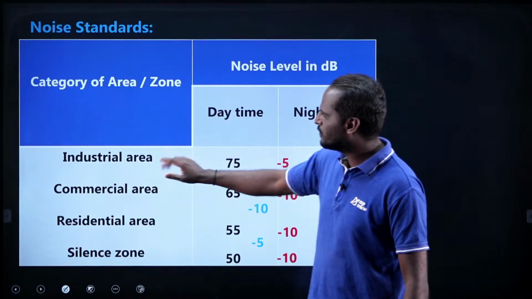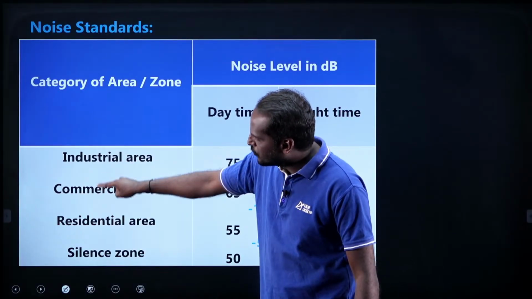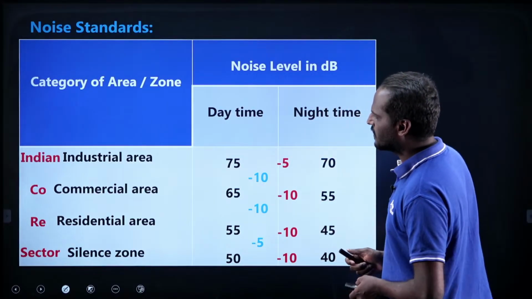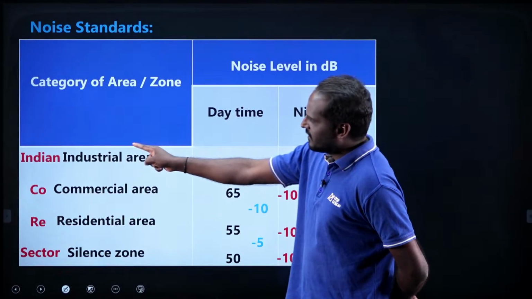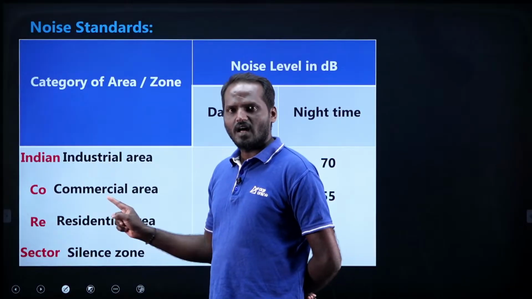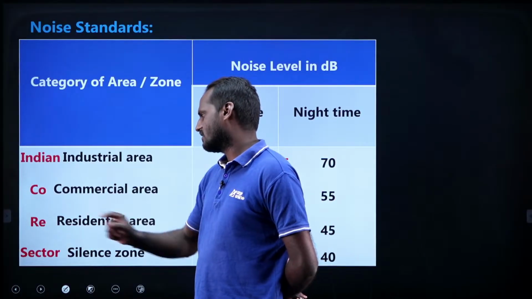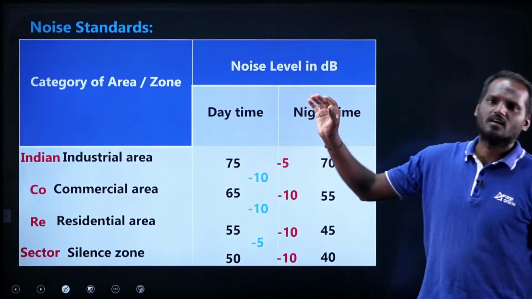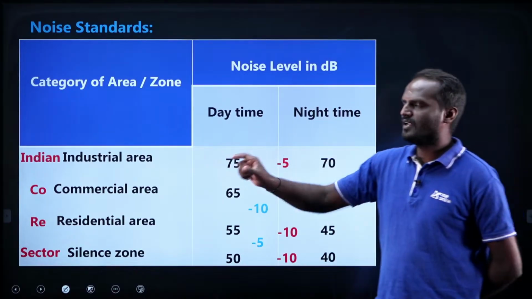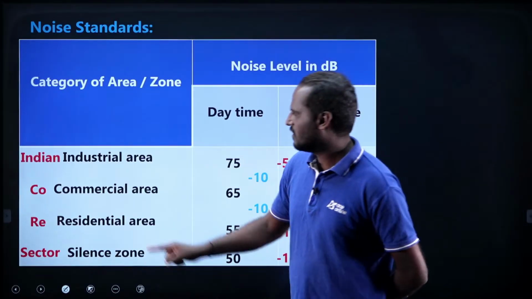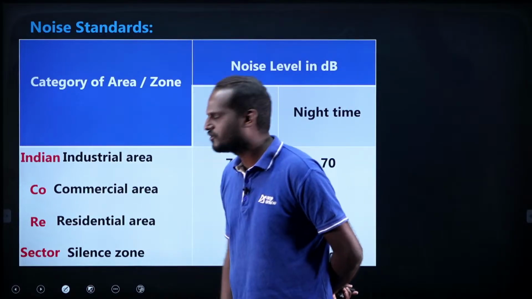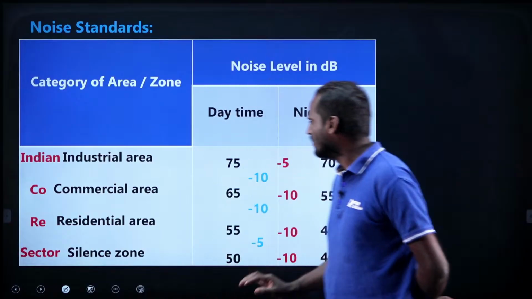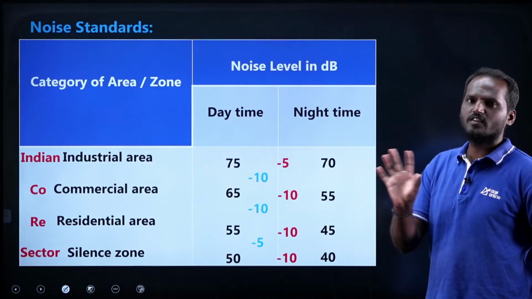Sometimes if you are unable to frame these zones in order, I have a code for you: Indian core sector. That means I for Indian, industrial; C for core, commercial; R for residential; S for sector, silence zone. If you are unable to recall these zones in order, remember Indian core sector. With this you can frame the table without any confusion.